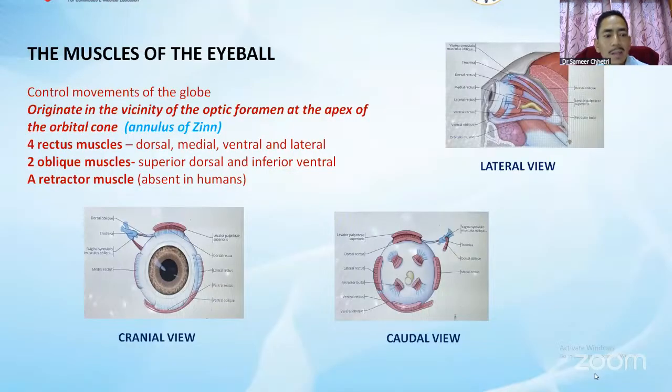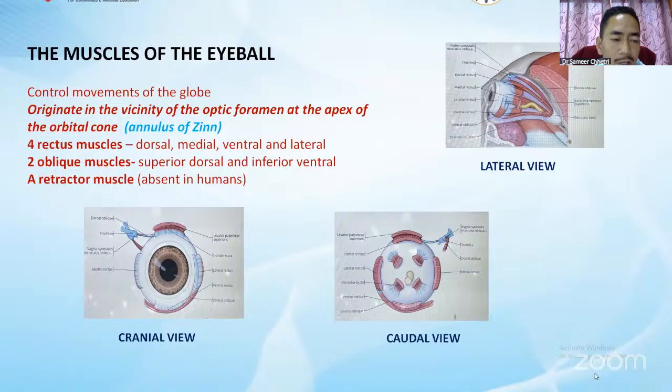When we look at the muscles of the eye, these are attached posteriorly, at the back of the eyeball, which helps in controlling the movement of the globe. These muscles originate in the vicinity of the optic foramen at the apex of the orbital cone, also known as the annulus of Zinn, which tends to encircle the optic foramen, and finally are inserted into the globe. So there are four rectus muscles.